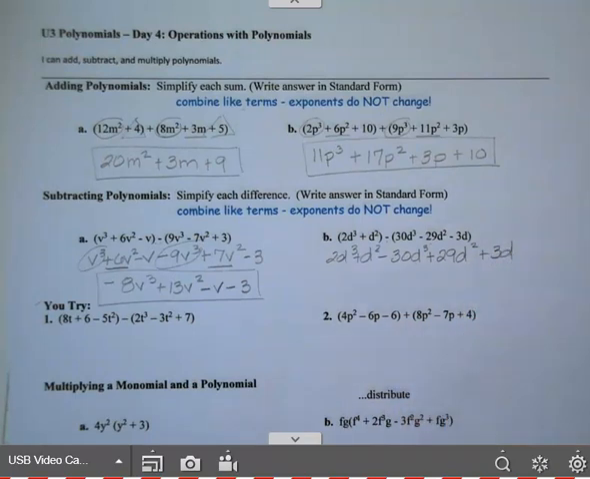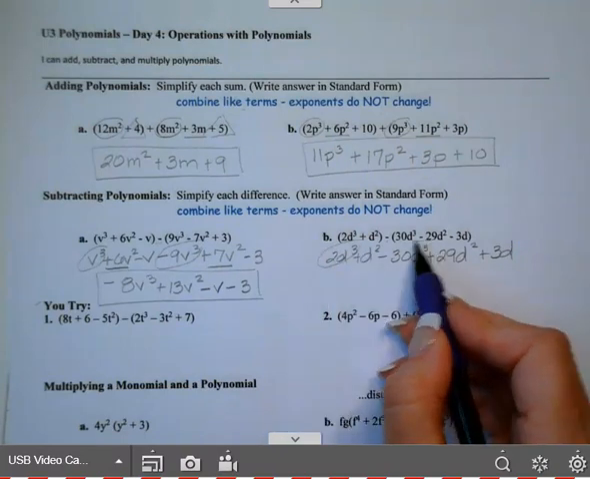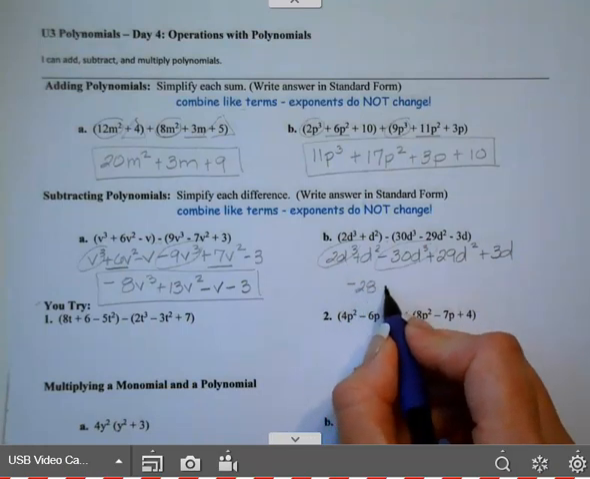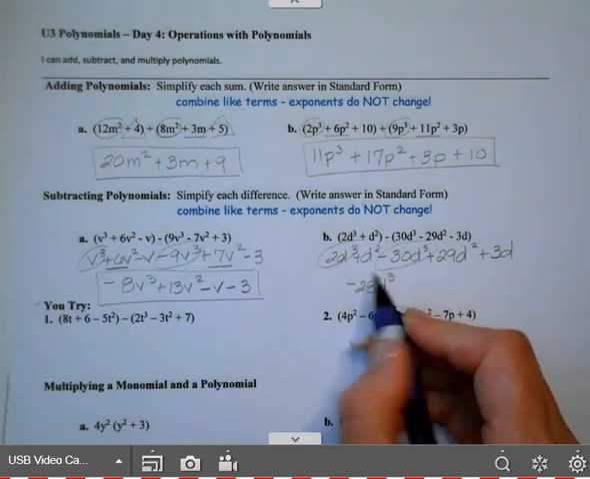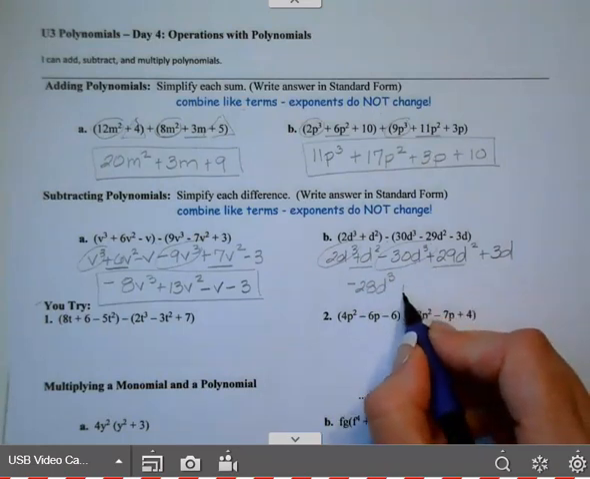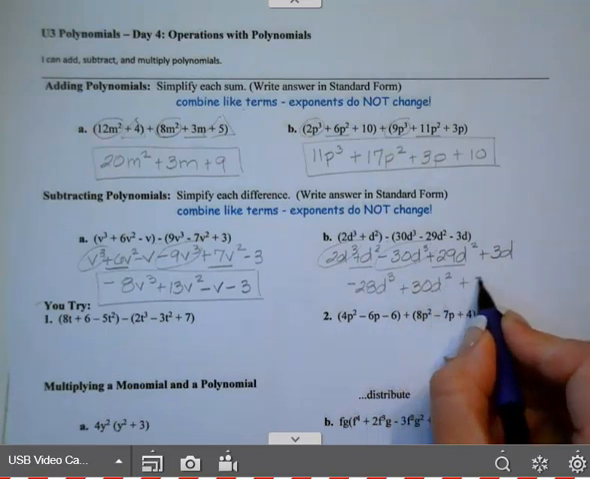And then I want to combine my like terms. So a negative 2d to the third and a negative 30d to the third give me negative 28d to the third, plus d squared plus 29d squared gives me plus 30d squared, plus 3d.